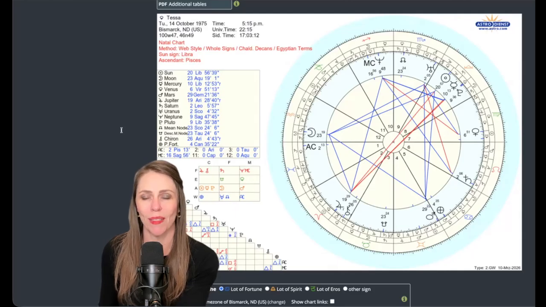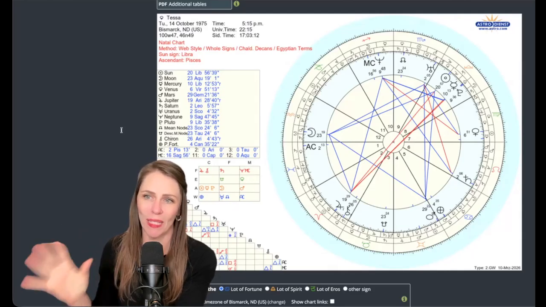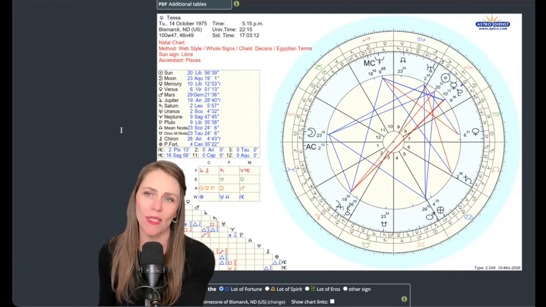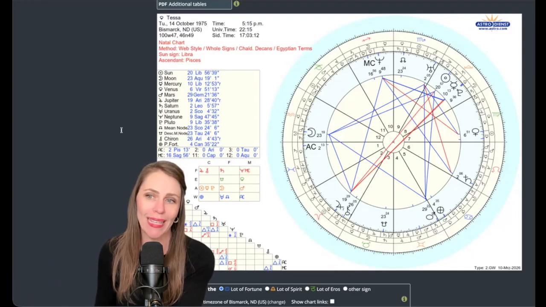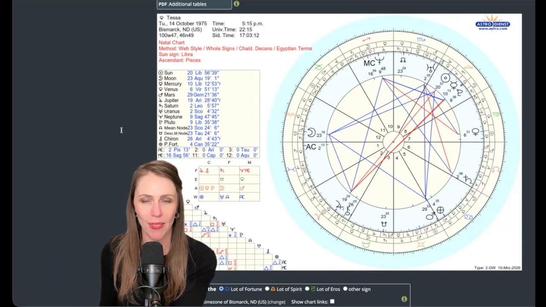This is the moment that she was born and all of the planets in the sky, where they were, all these different points, all these different things, all the zodiacs. This is not stuff you need to know yet. What we really want to focus in on, if you have your chart up, is to locate where your AC is, your AC/DC line. That's the ascendant and the descendant.